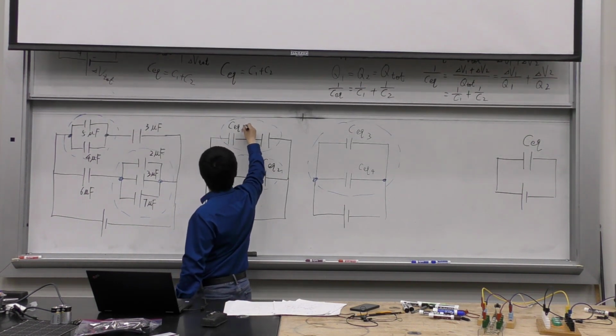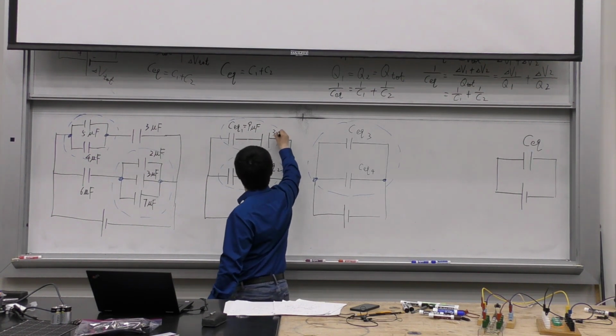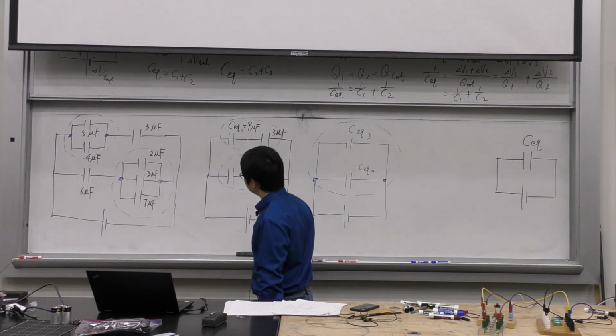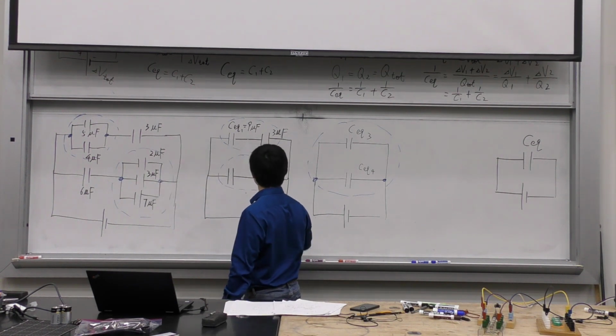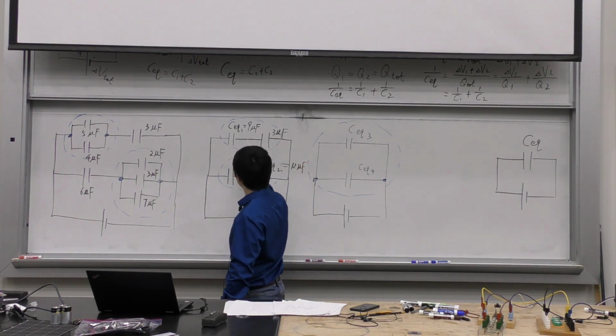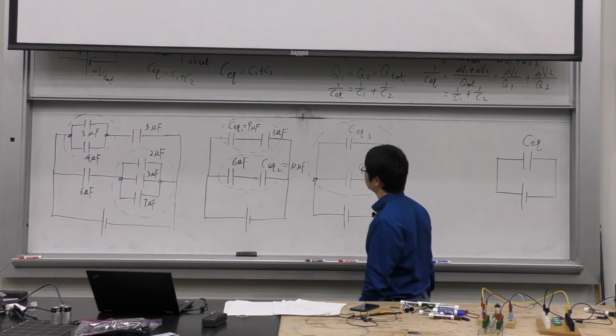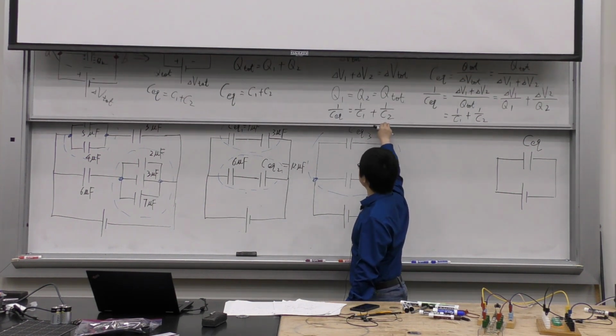CEQ1, easy, 9. Right, so this is 3, still 3, leave it there. CEQ2, parallel, okay, parallel, add them together. Parallel is easy, right? So that's going to be 12. And this is still 6. All right? Now, series, you're going to do this inverse thing.